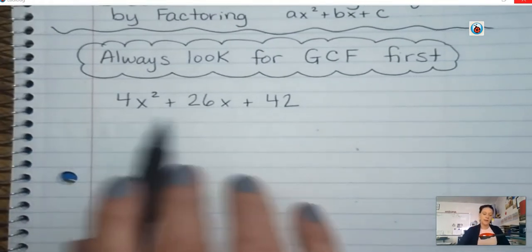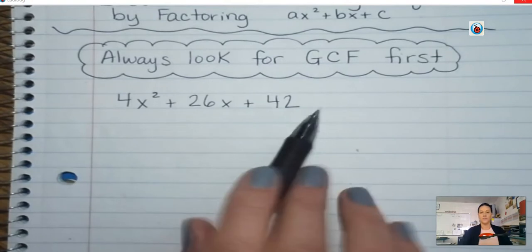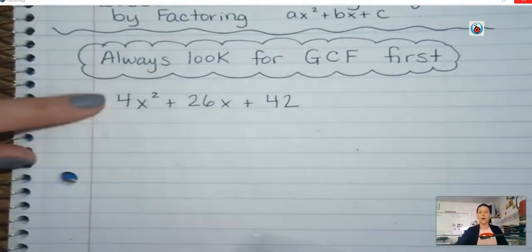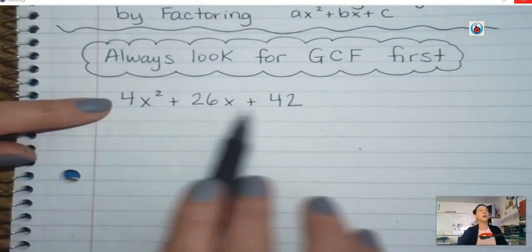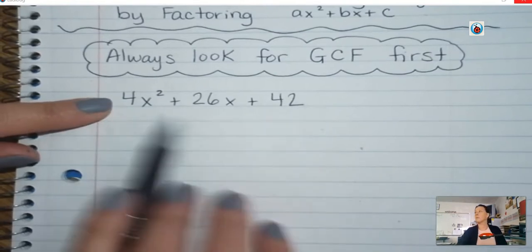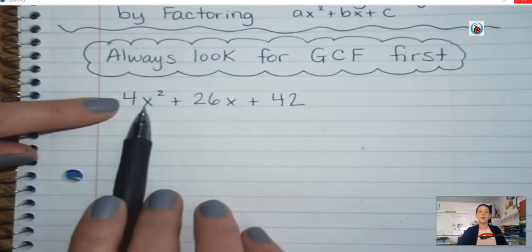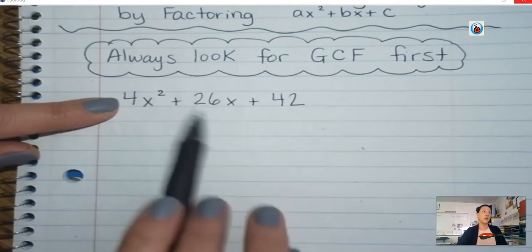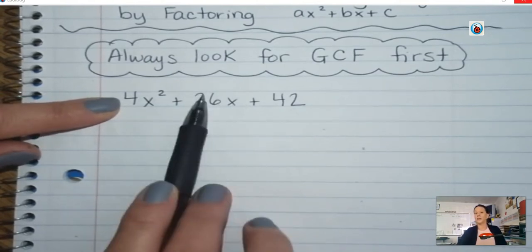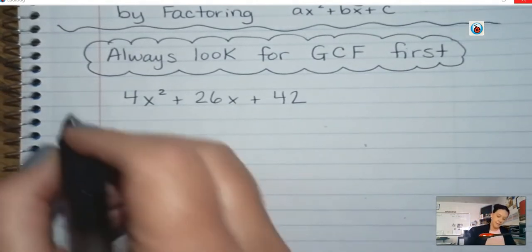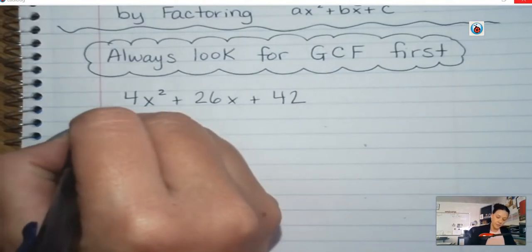Okay, so in this polynomial, I can see that they're all even numbers for sure. So I know I definitely could pull a greatest common factor of 2 out. Double check, could you pull out a 4? No, because 4 doesn't go into 26 evenly. Okay, so we're going to pull out the greatest common factor of 2 first.